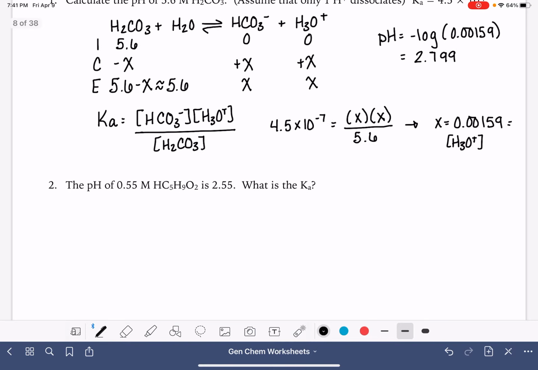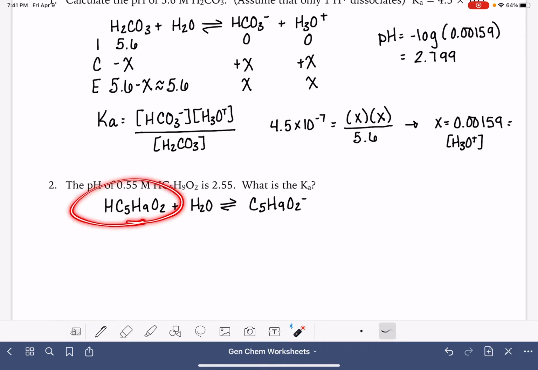So regardless of what these problems are asking you to do, whether it's asking you to calculate Ka or calculate pH or anything like that, you should always start by writing the balanced equation and setting up an ice table, because you're always going to be using ice tables to solve these problems. So since we know that it is an acid, we're going to be taking away an H plus from our original molecule. That makes C5H9O2 minus, and our other product is H3O plus.